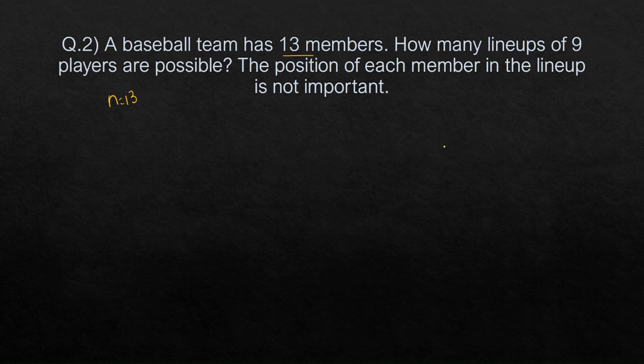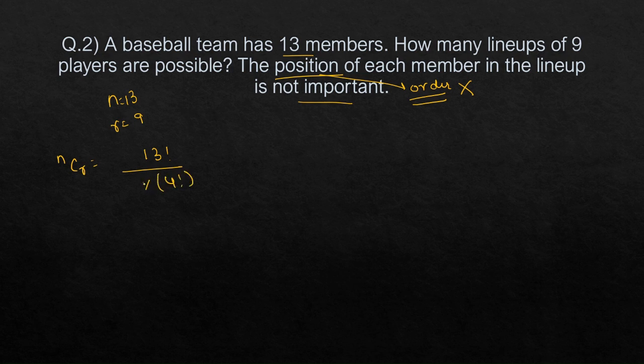Now lineups means something like queues, right? The difference is just that the position of each member in the lineup is not important. Position here refers to order or the way of arrangement. So it clearly says that it is not important. So again we'll use the formula for combination. We'll write our nCr. Directly I'll write 13 factorial, then we'll have 4 factorial, 9 factorial.